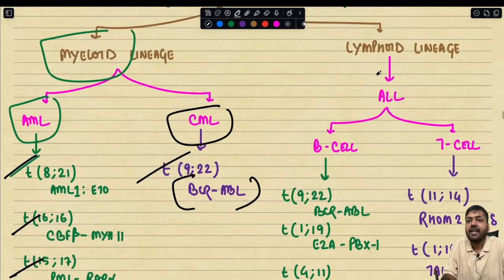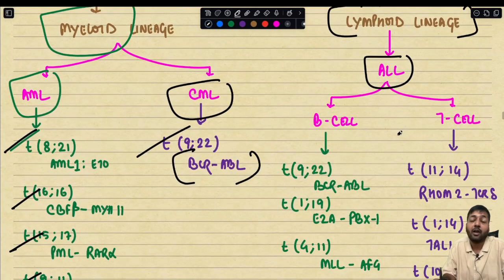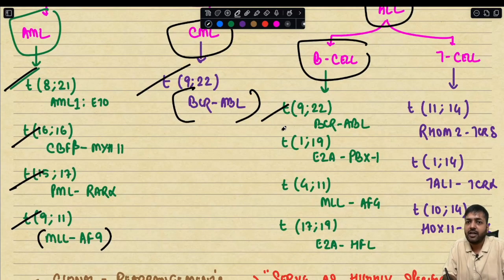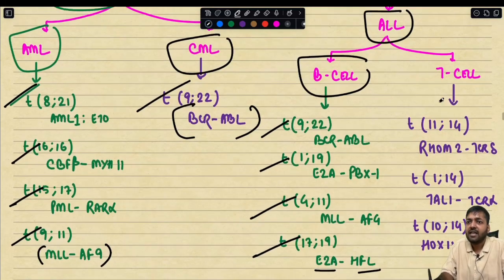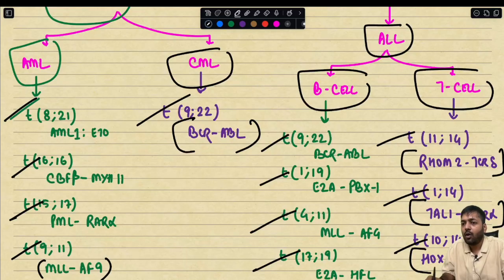Again, in the lymphoid lineage, in acute lymphoblastic leukemia, among the B cells, we can monitor translocation 9;22 BCR-ABL, translocation 1;19 E2A-PBX1, translocation 4;11 MLL-AF4, translocation 17;19 E2A-HLF, and for the T cell, we are monitoring translocation 11;14 with RHOM2 to TCR delta, translocation 1;14 TAL1 TCR alpha, translocation 10;11 HOX11 TCR alpha.